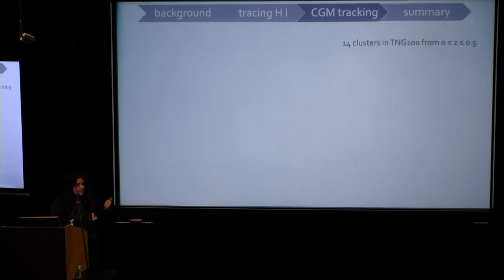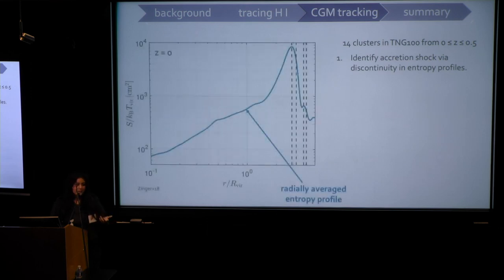So my sample consists of 14 clusters in TNG100. I have identified on the order of 25 to 100 subhalos per cluster that I'm delving further into actively. That'll make up the actual tracked CGM sample, and we're tracking these subhalos from z = 0.5 to 0. So the first thing that I've done is identify the accretion shock via this discontinuity in the entropy profile.